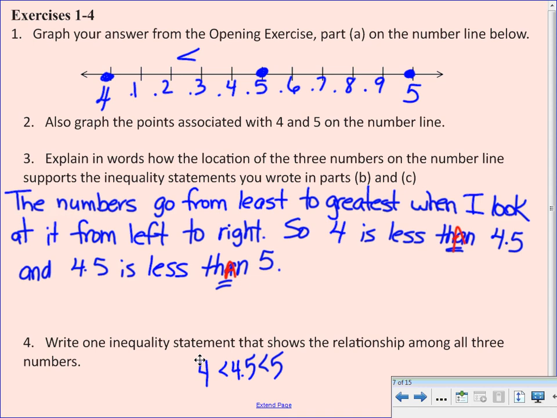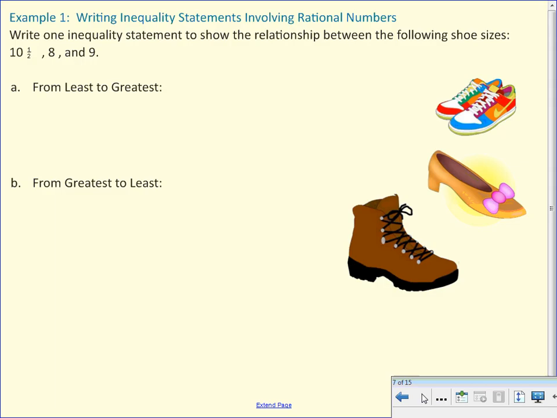So let's practice writing more inequality statements using rational numbers. Take a look at example 1. Write one inequality statement to show the relationship between the following shoe sizes, 10.5, 8, and 9. We're going to start least to greatest. So what's the smallest number there? 8. 8 is less than 9, which is less than 10.5.